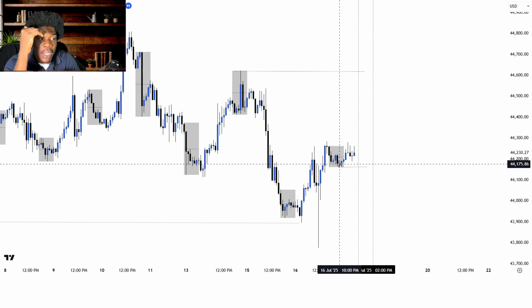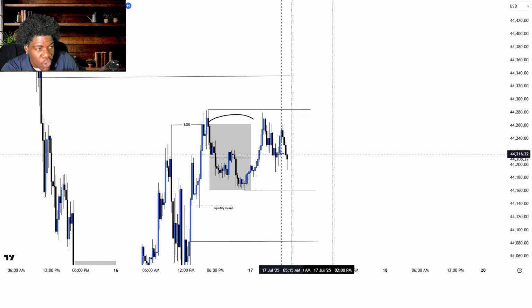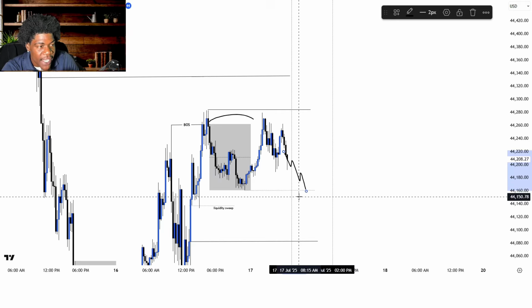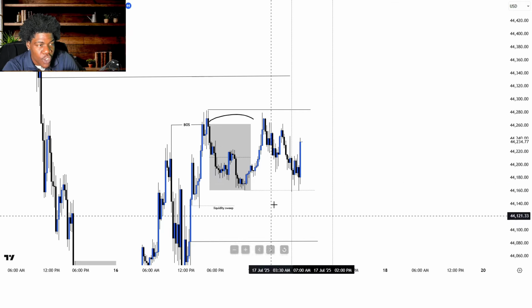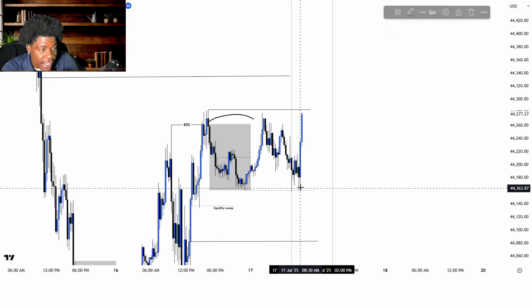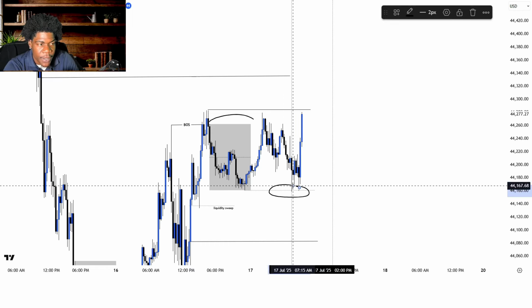Now let's scale down even lower to the 15-minute time frame. What I want to see is for price to push down lower and give me a 15-minute liquidity sweep of this old low. So as you can see, price pushed down lower and gave me that 15-minute liquidity sweep. Now I have to scale down even lower. Now let's go down to the 5-minute time frame.